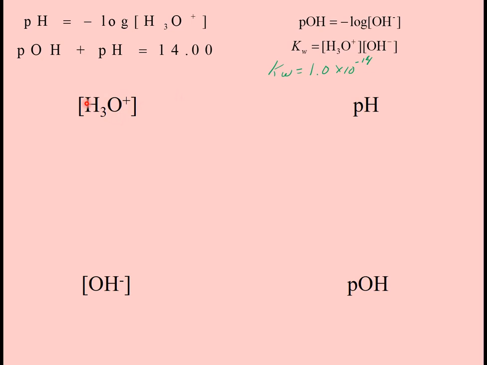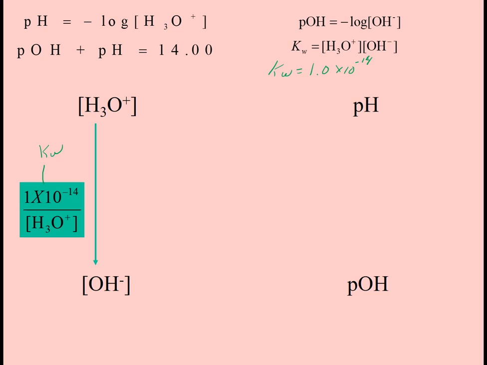Okay, so we're going to start up here in the upper right hand corner with the hydronium concentration. And I have these color coded. So this is the value of Kw. Kw divided by the hydronium concentration is OH minus. In all of these slides, wherever the line ends with the arrow is the equal sign. So basically this one is equal to the OH minus.